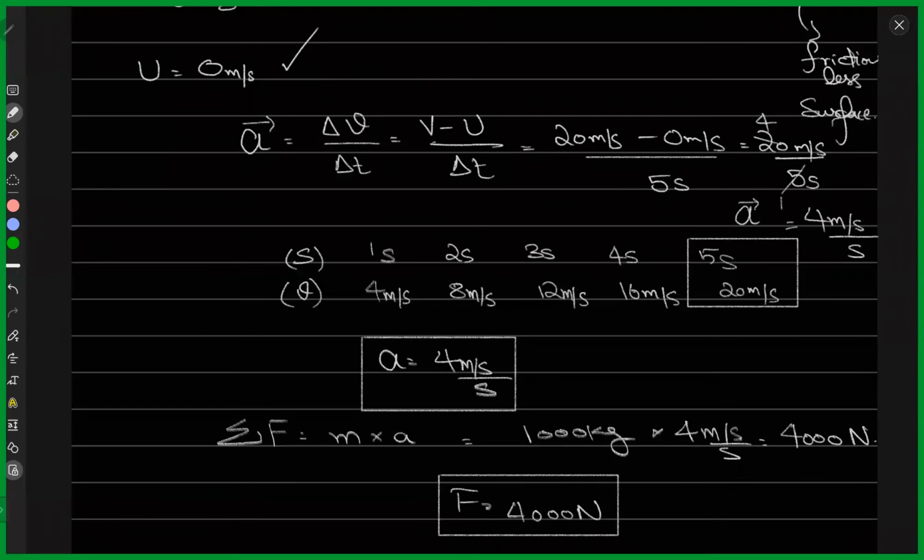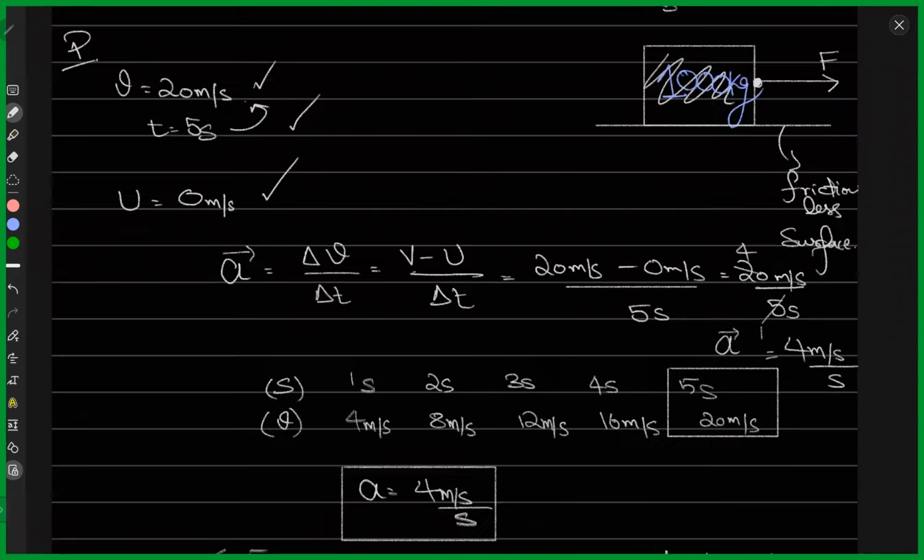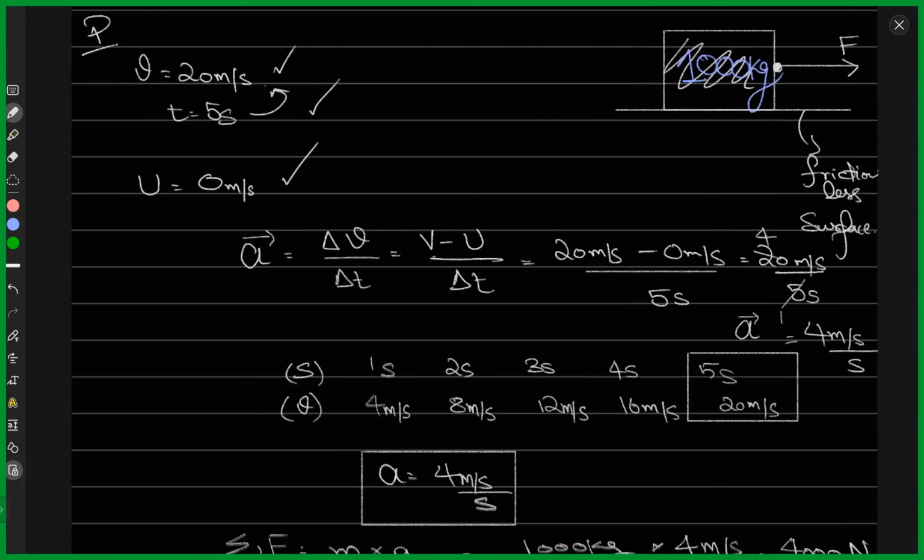Can someone tell me what that means physically? Or now can someone explain this entire situation physically? The person pulled the string for 5 seconds with the force of 4,000 newtons with the acceleration of 4 meters per second squared. All right, so more or less that's exactly what happens, right?